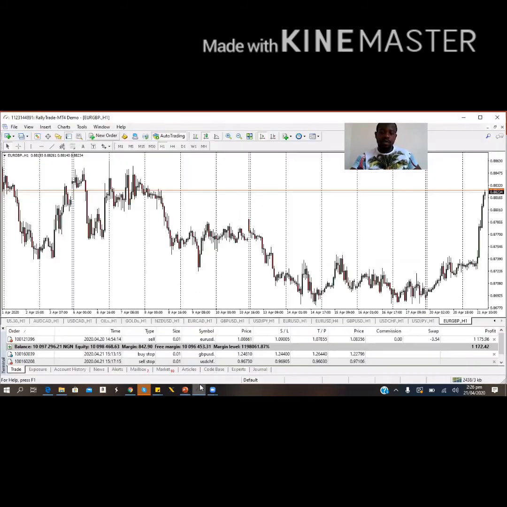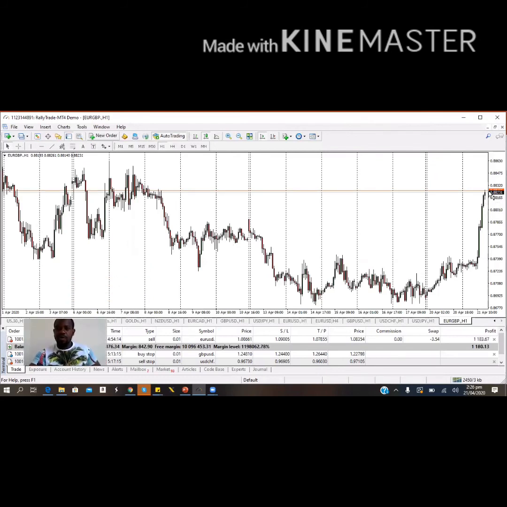So using this example of the euro against the Great Britain pound, let's set a sell limit. Price is currently trading at this point. I don't want to sell right now. I'm not convinced price is going to start selling here. I think price will come all the way up here before it goes down. So I have to use a sell limit to sell at the highest point.